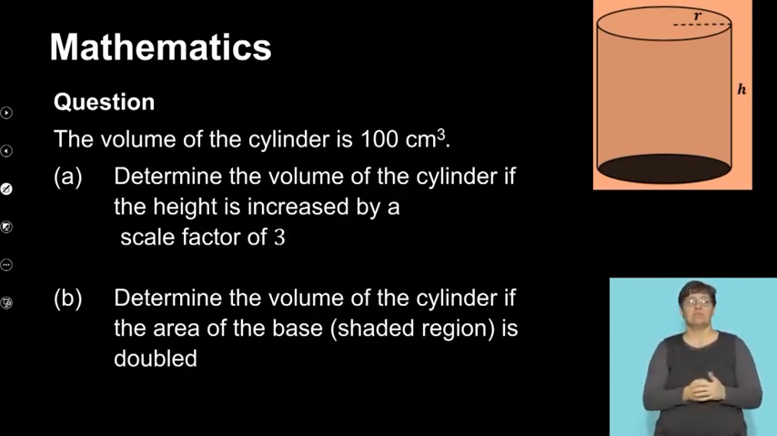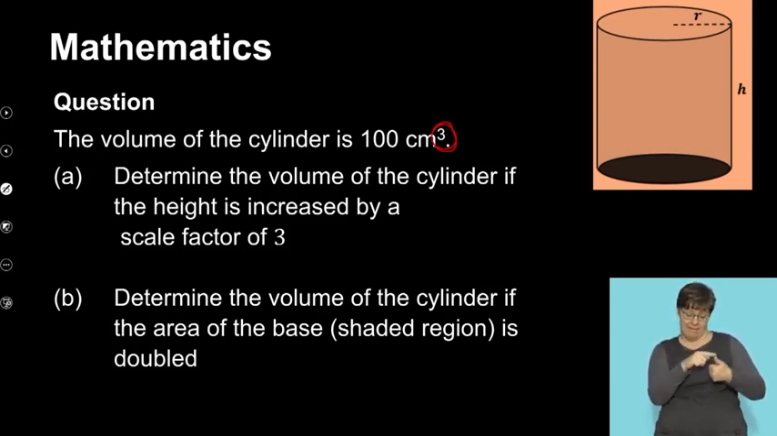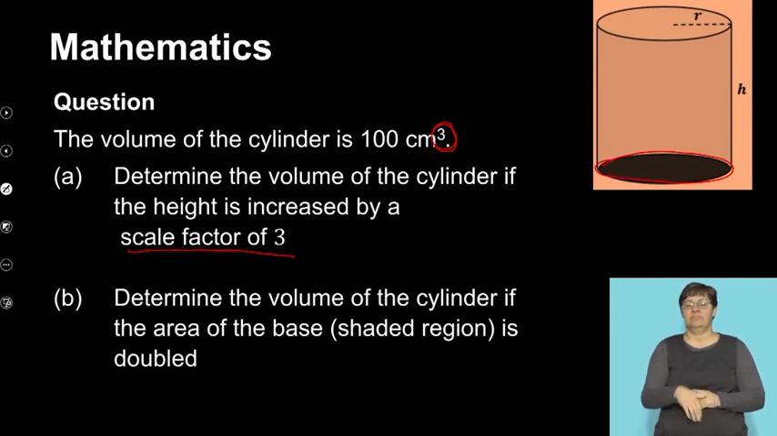So I have given you a particular cylinder. The volume of the cylinder is 100 centimeters cubed. Also just a reminder, when I'm working with volume, my unit is cubed. So A has asked me to first determine the volume of the cylinder if the height is increased by a scale factor of 3. Then B has asked me to determine the volume of the cylinder if the area of the base, so it's the shaded region over here, which is my base, is doubled. Cool. Let's go on to A.